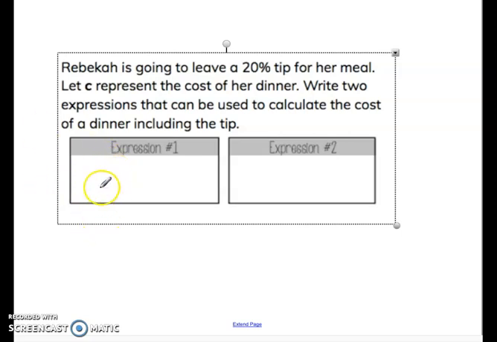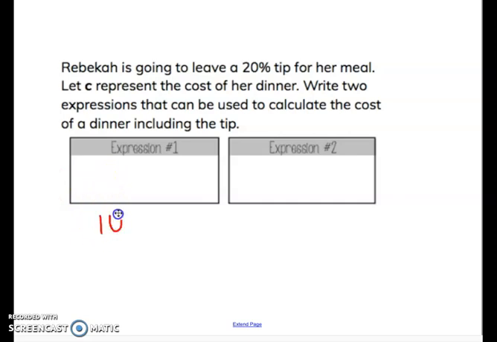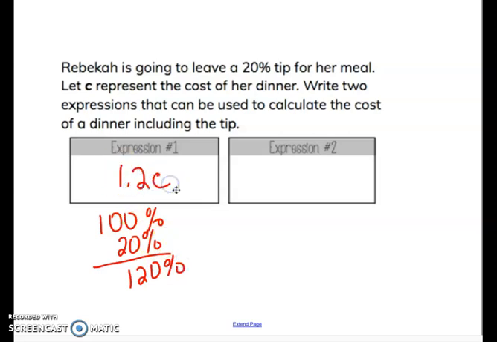So the first, if the dinner's 100% and she is tipping 20%, we know she is paying 120% of the cost. So we make that a decimal and we realize 1 2/10 C could be calculating the total cost of the dinner including tip. Another way we could do it is we have the cost of the dinner plus 20% of the cost, and that would give you the total cost including tip.